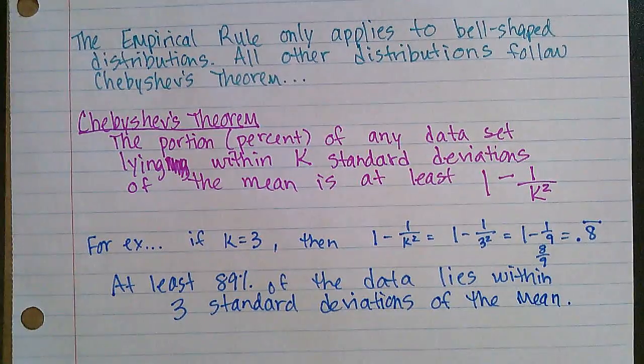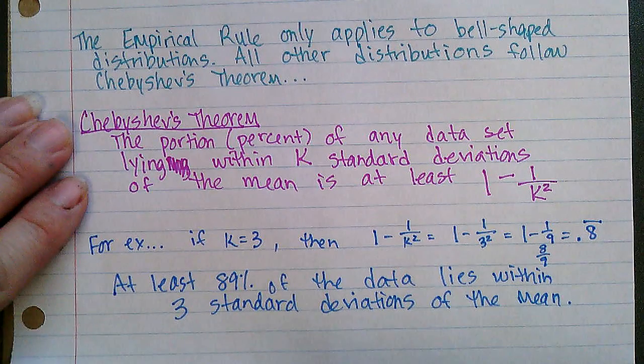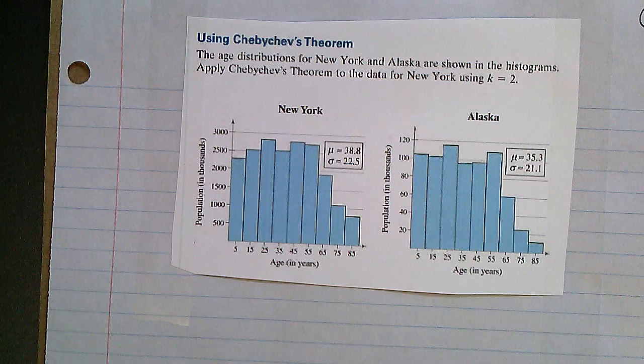Now that does hold true for the empirical rule, because under the empirical rule it's 99.7%, which is at least 89%. But if it's a normal shape distribution, then we want to use the empirical rule because it's more specific than Chebyshev's theorem. So we'll do an example using oddly shaped distributions that follow Chebyshev's theorem here.